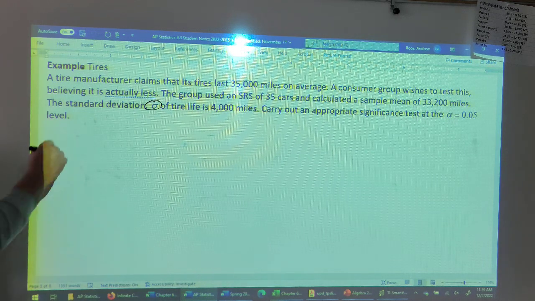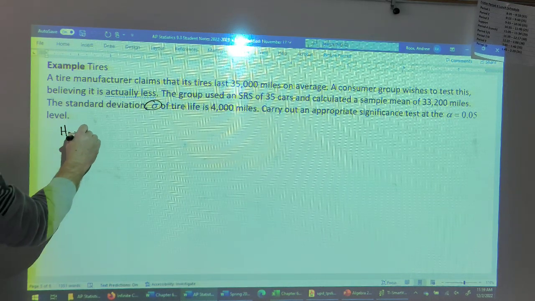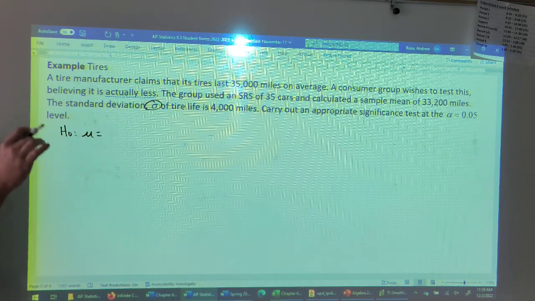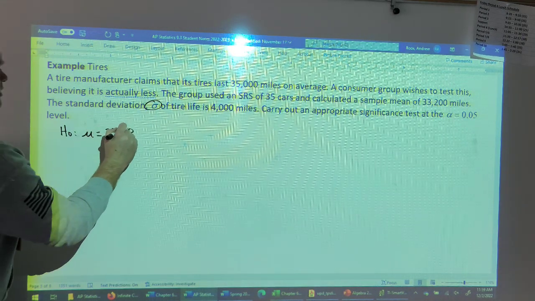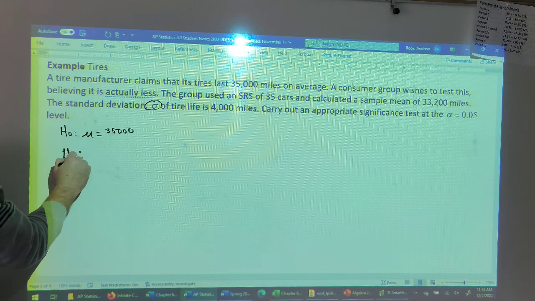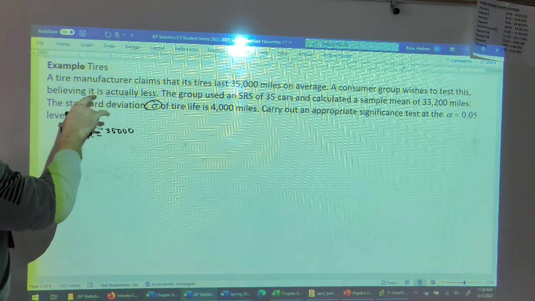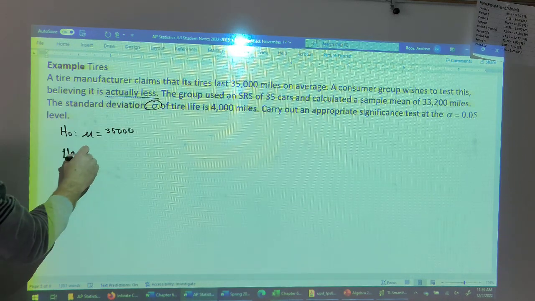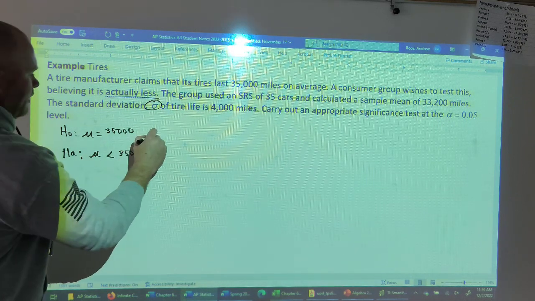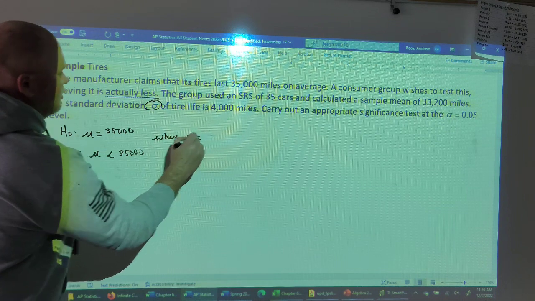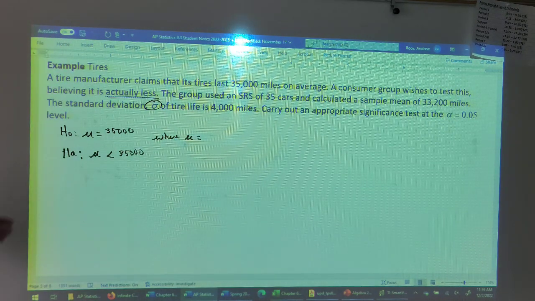Okay? Well, H0, again, is the statement of no difference, that the true mean is what they say it is. So the true mean is 35,000. This consumer group wishes to test, believing that it is actually less. Well, the alternative is that the true mean is less than 35,000, where mu equals what? What are we talking about? We're talking about the true mean miles the tire will last.